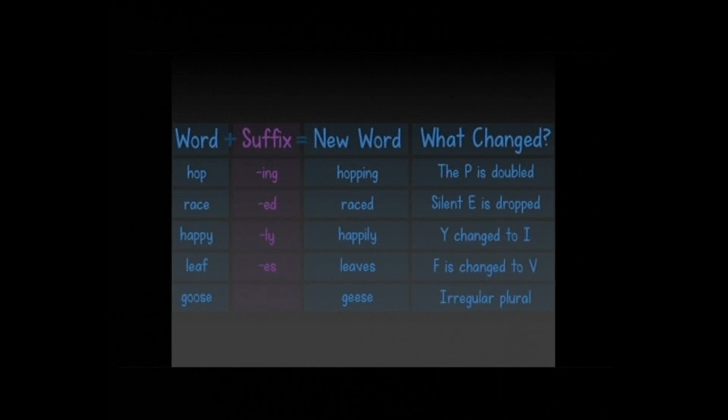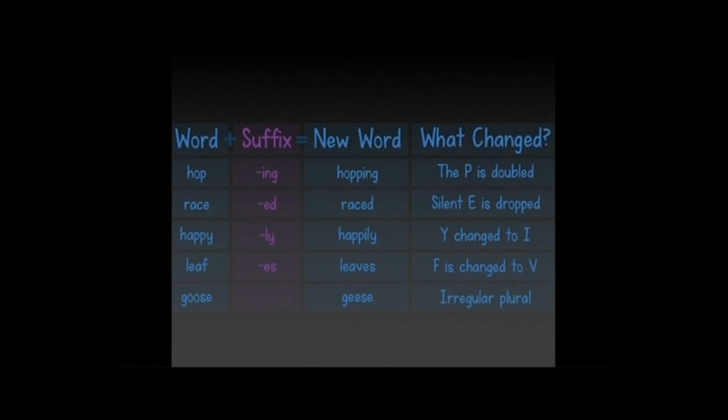Word plus suffix forms a new word, and what changed? This is very important. Let's see the first one, that is hop, and the suffix we add is ing: hopping. The new word is hopping. So hopping is a verb, as you all know, and the P is doubled. Then is race, and we add ed and it becomes raced. Silent E is dropped.